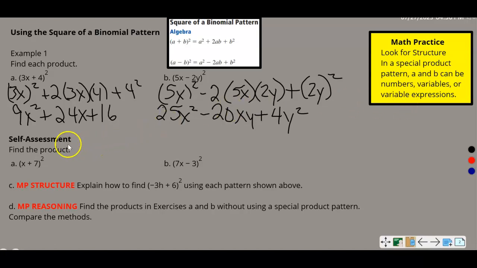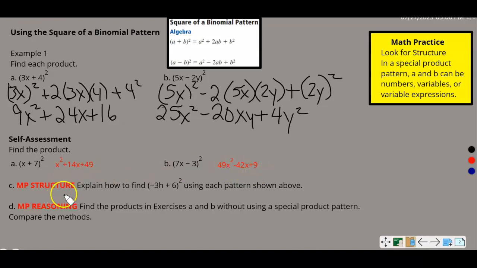All right, self-assessment. I want you to take a few minutes, pause the video, and try to answer these on your own. Come back in a few minutes once you have time to answer them and see how you did. All right, for A part, you should have found x squared plus 14x plus 49 to be your product. And then for B part, 49x squared minus 42x plus 9.